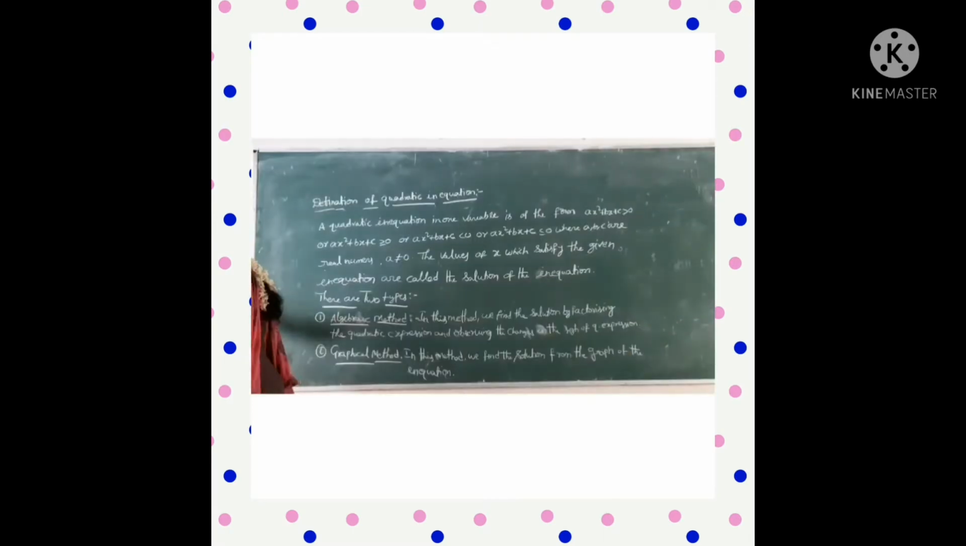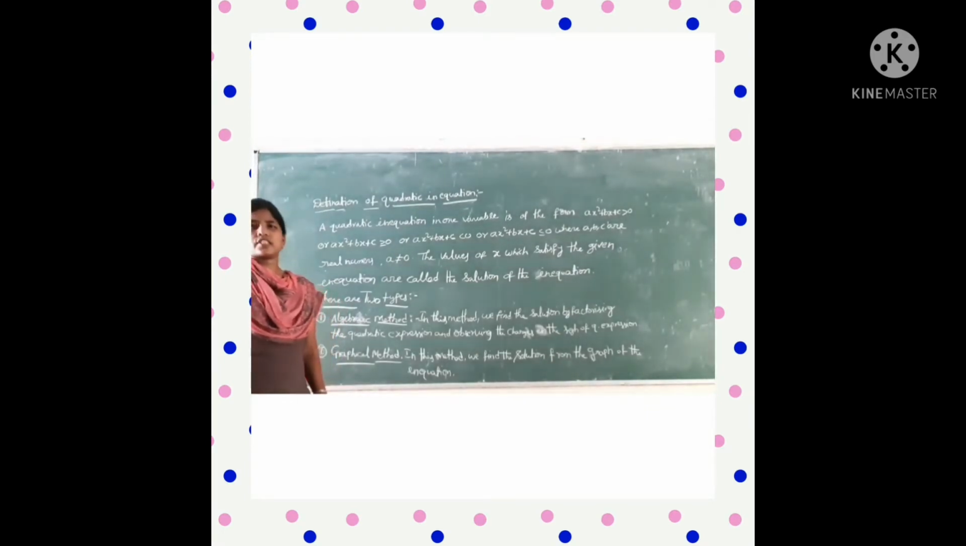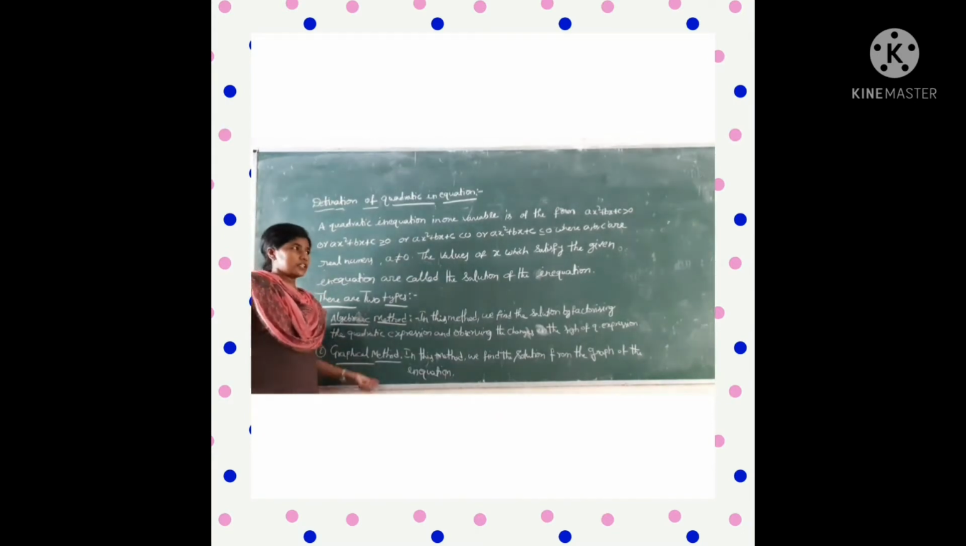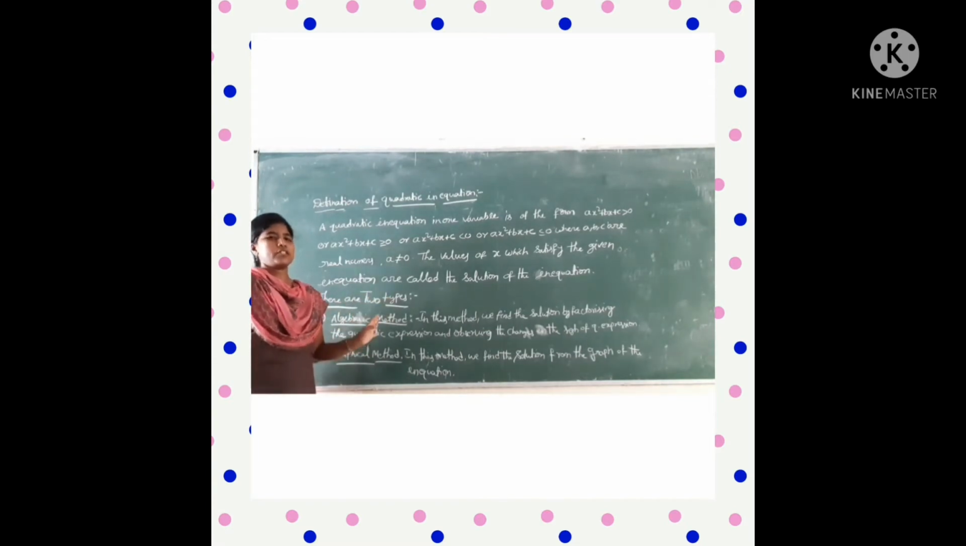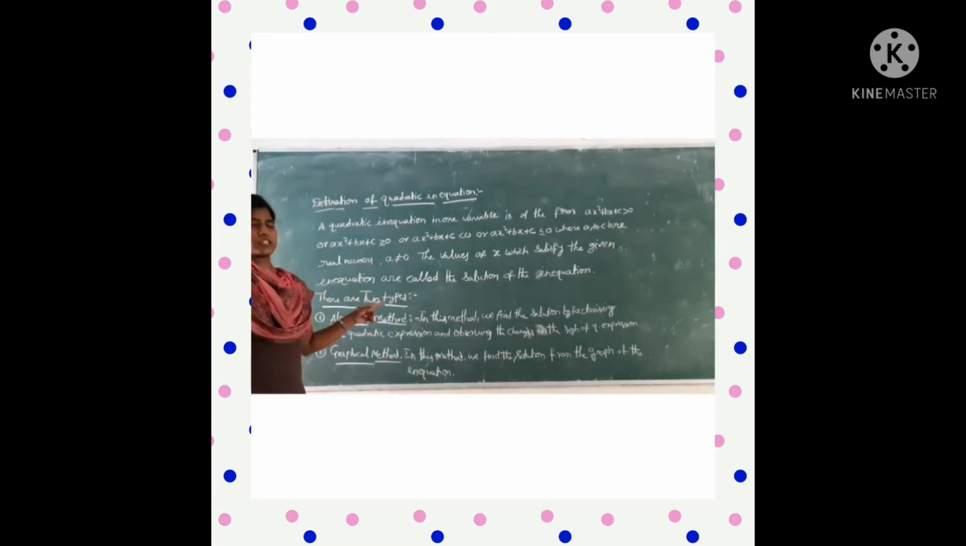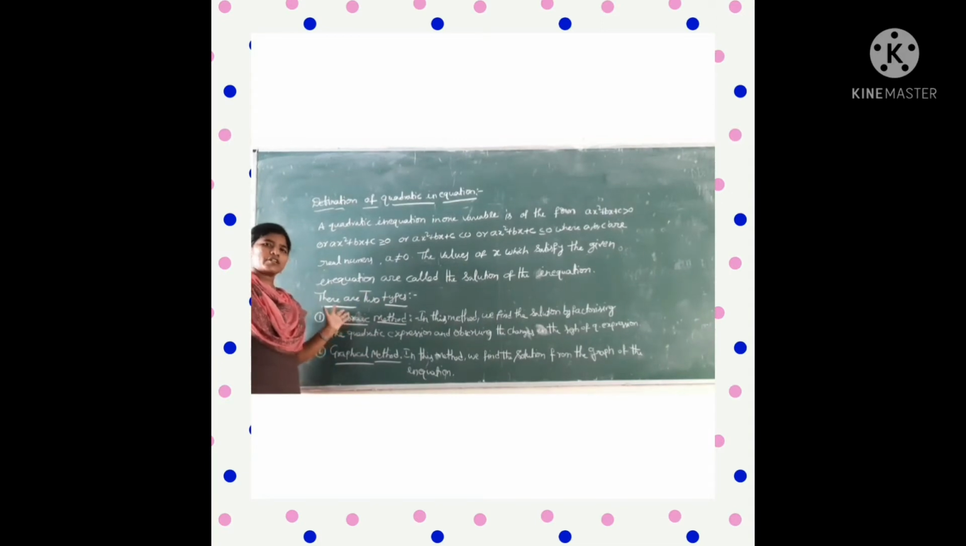Okay, see here the definition of quadratic inequation. In this lesson, the last topic is quadratic inequations. Okay, what is that? We know that generally the left side and right side are equal. Here inequation means not an accurate value, but some greater value or lesser value.